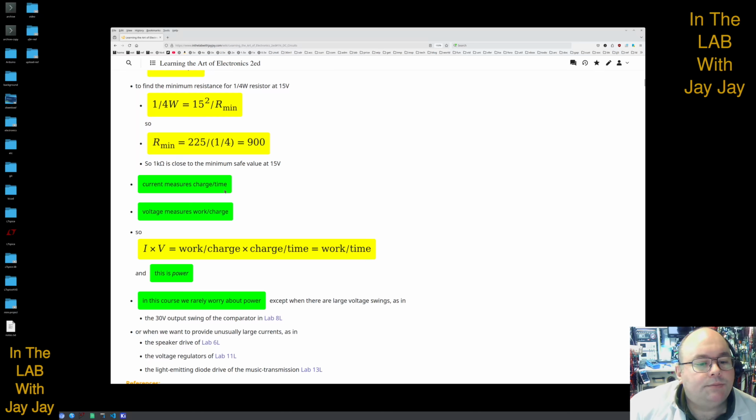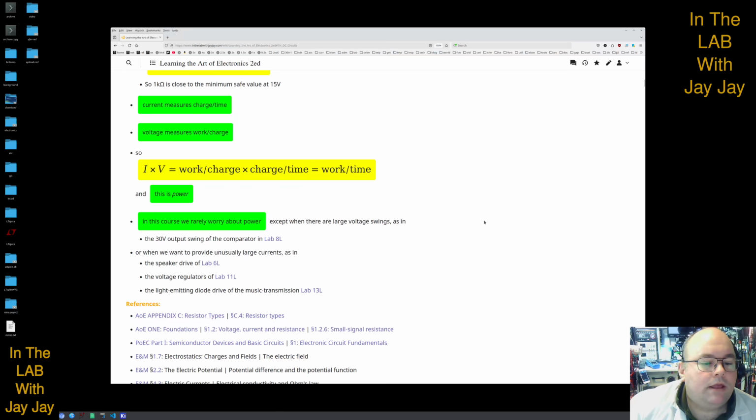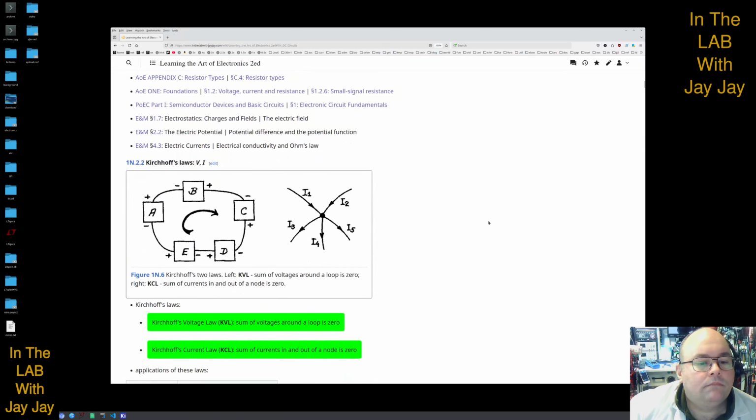Current measures charge per unit time, and voltage measures work per unit charge. The charges cancel, so the power is work per unit time. This is power. In this course, we rarely worry about power.